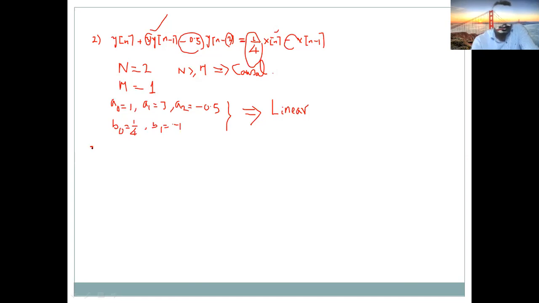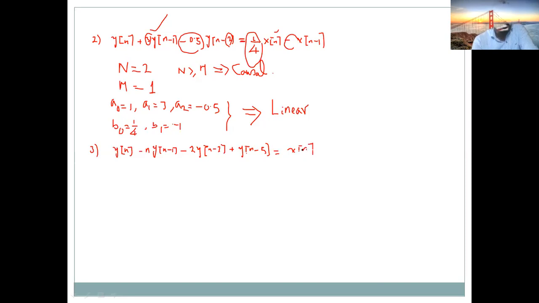Okay, let's see one more. So y of n minus n y of n minus 1 minus 2 y of n minus 2 plus y of n minus 5 is equal to x of n.